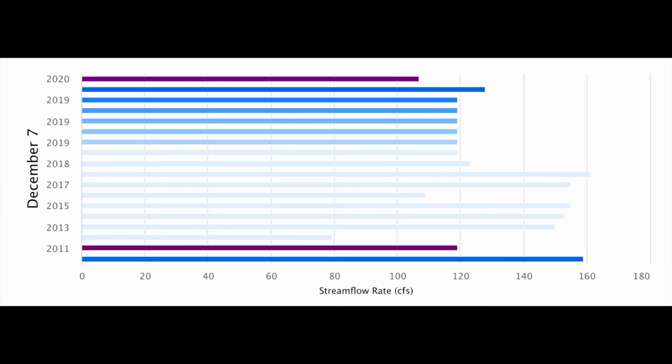This graph shows the stream flow rate of the South Platte in cubic feet per second for a given day in December in the last 10 years. You can see that the discharge has been decreasing over time, probably in part due to this lack of precipitation.